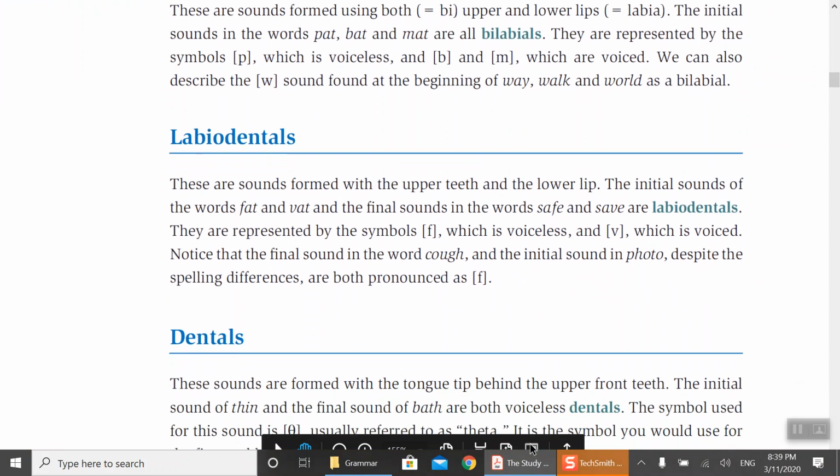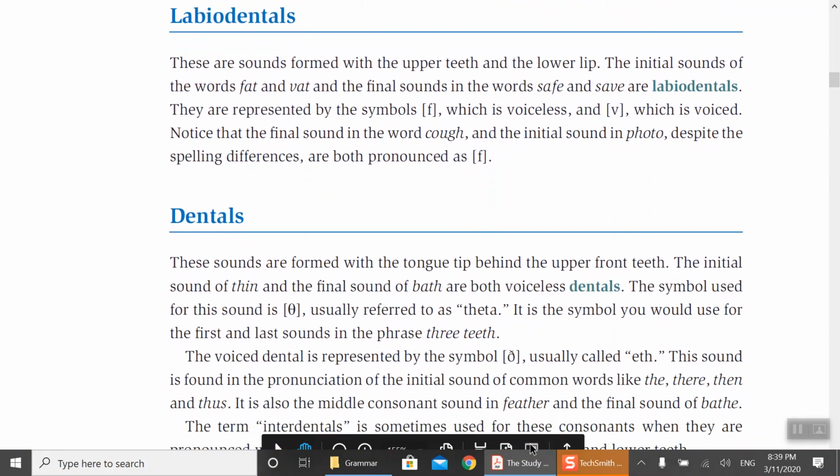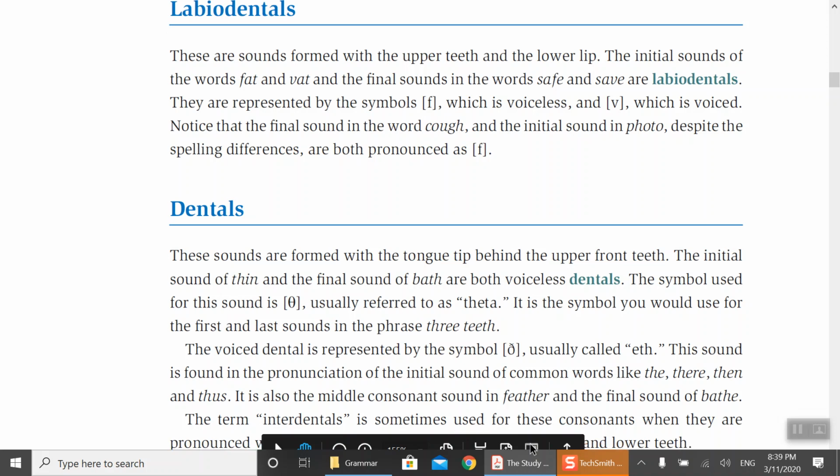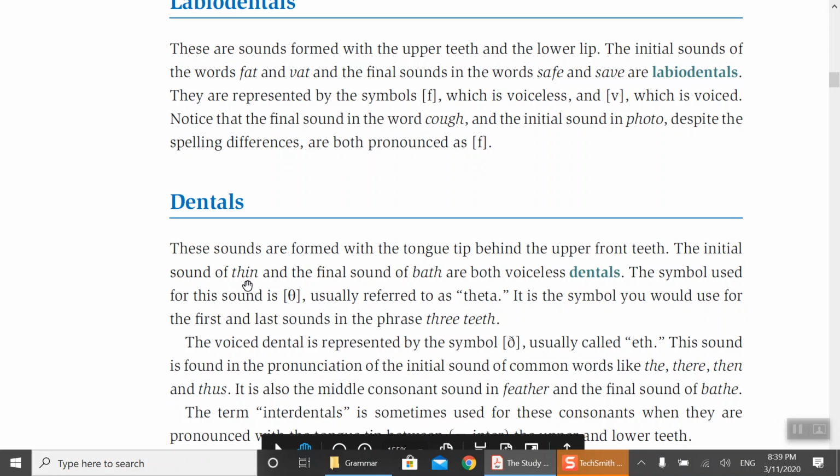Okay, dental. How do we define dentals? Okay, so you have to define dentals. These sounds are formed with what? With the tongue tip behind the upper front teeth. Tip of the tongue behind the upper front teeth, like th in thin and the final th in bath. Thin, bath. Okay, then it gives th.